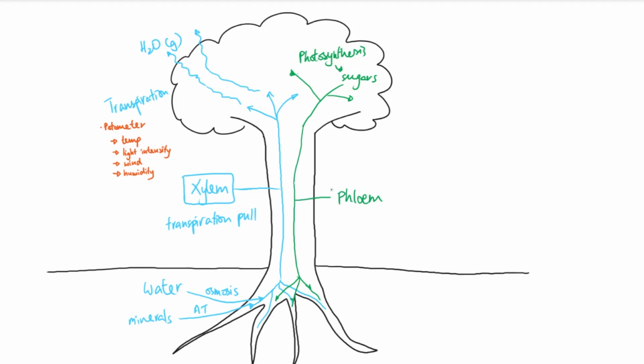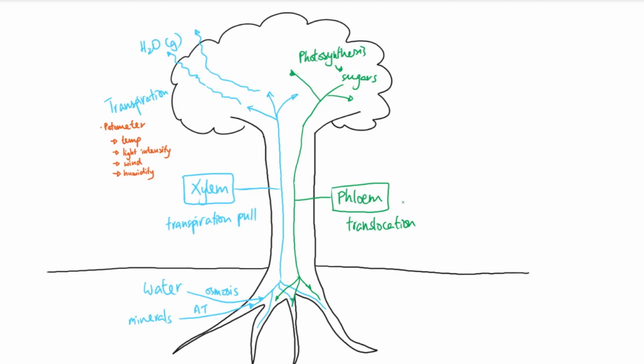So the phloem is a living tissue, unlike the xylem, which is a dead tissue, and it's got sieve plates in between, and it's about the movement of sugars up and down the plant. So they do something called translocation, which is exactly the movement of sugars up and down the plant.